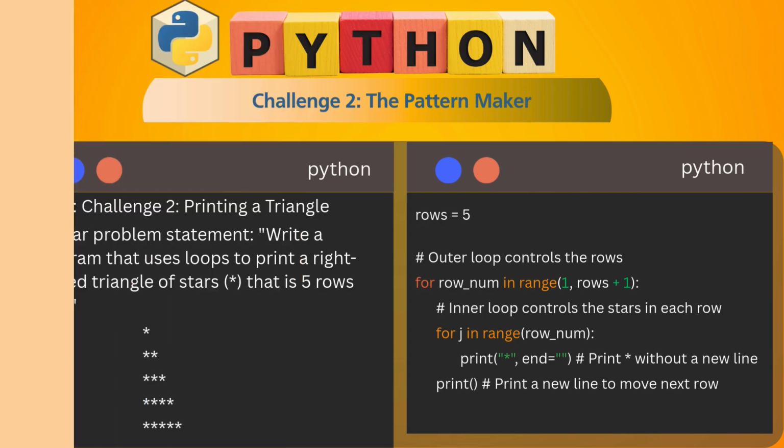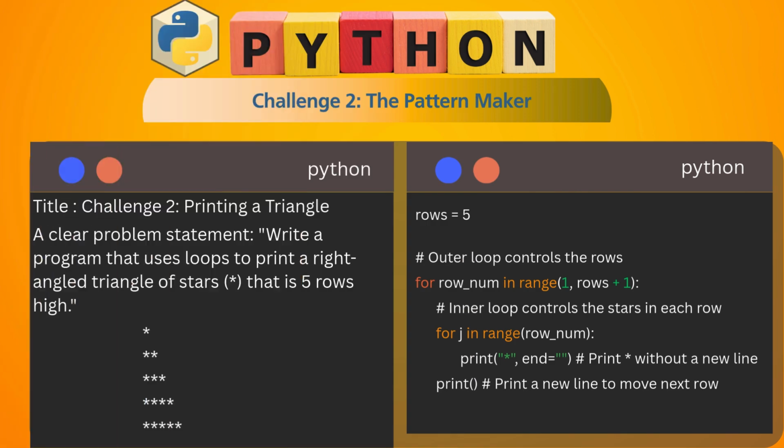Now, we'll see the pattern maker. For the pattern maker, we have to form a right angle triangle of asterisks. See here: for row in range, rows plus 1, and for j in range, row number, and print asterisk with end. This will exactly print this right angle triangle. Please try it in your notebook.